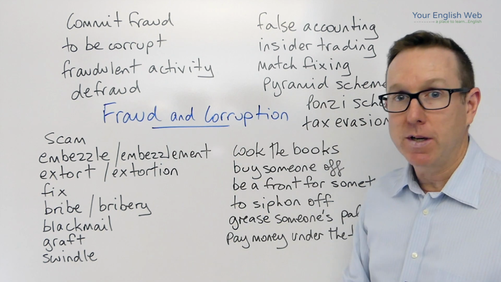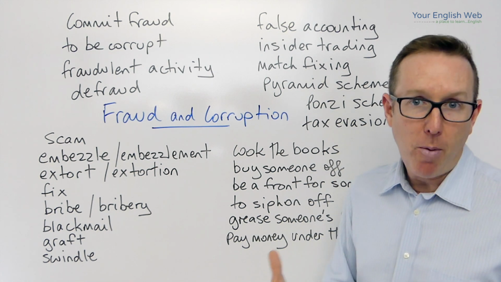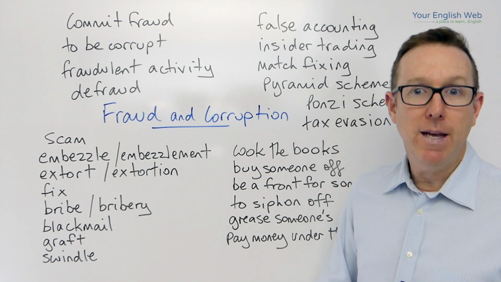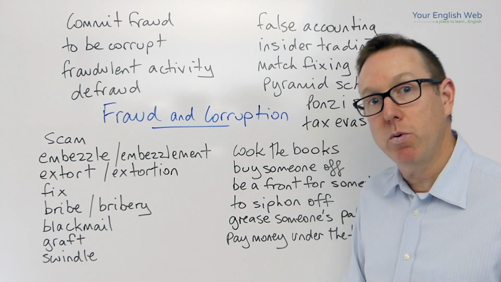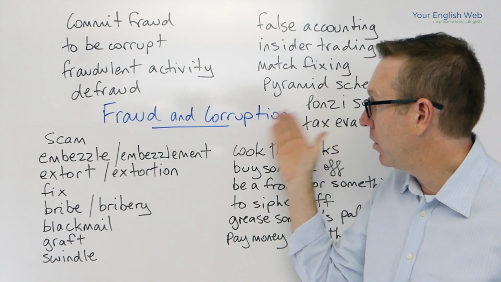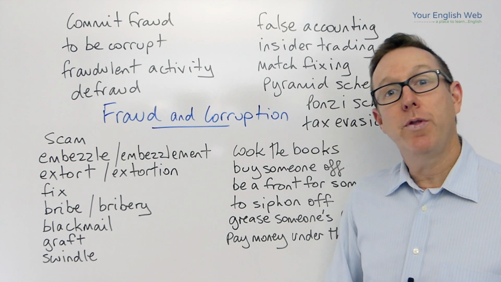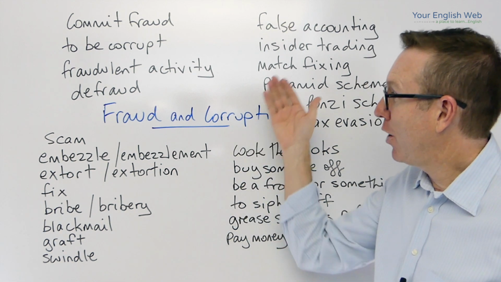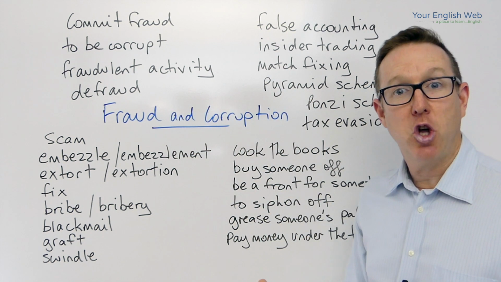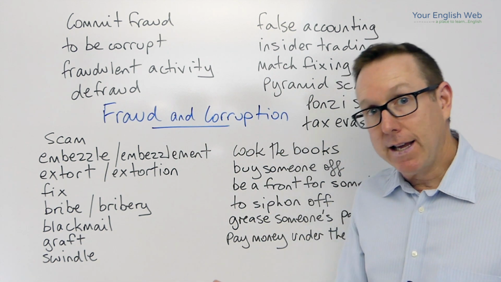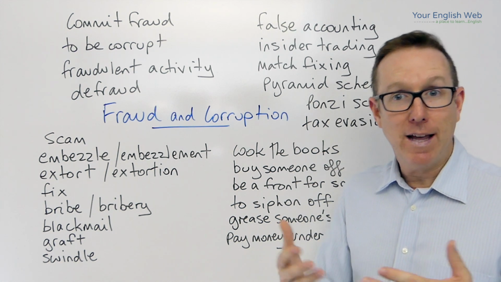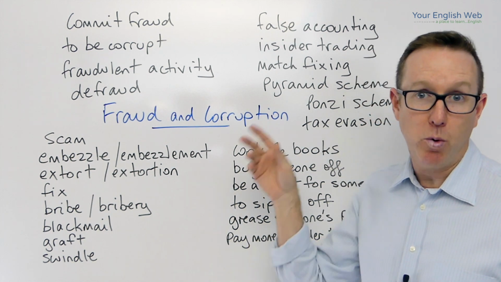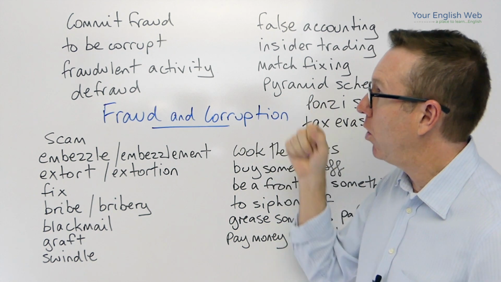Now, fraud and corruption are two problems, let's say, in a lot of countries where companies, politicians, individuals commit fraud and corruption activities to the detriment of society and other human beings. So we're going to look at words that we can use to talk about this topic in English, because most likely if you're living in a country where this is a problem, it could come up in conversation and you will need to know these types of words.